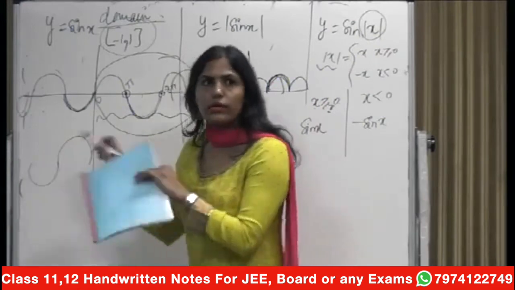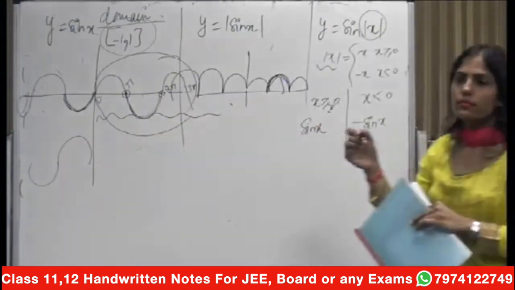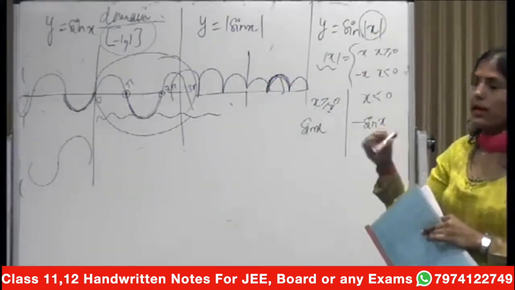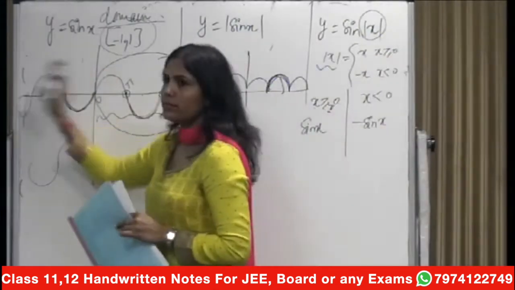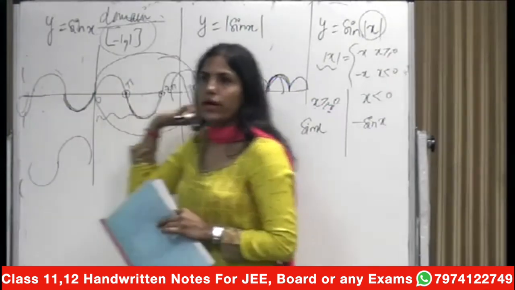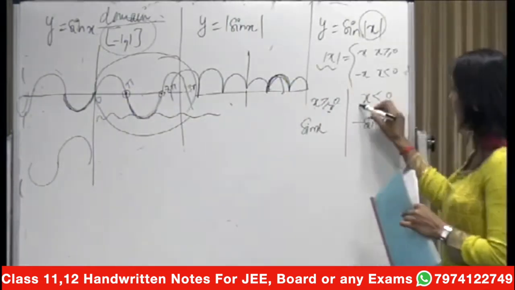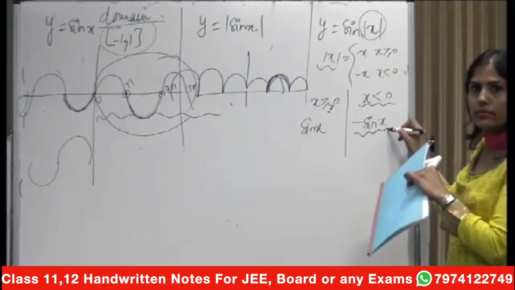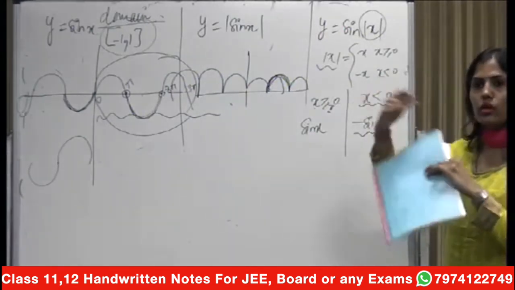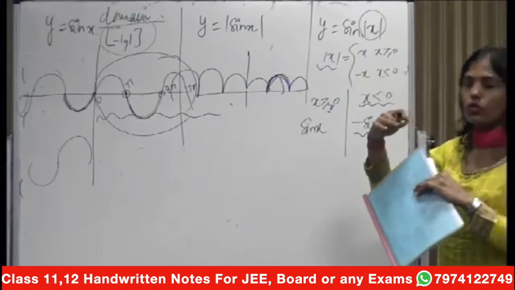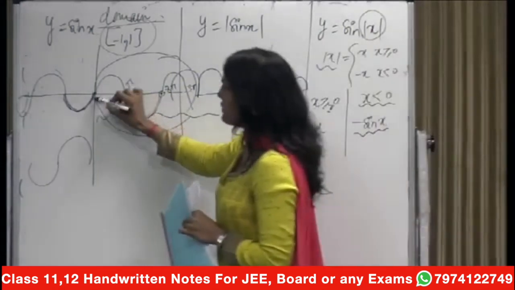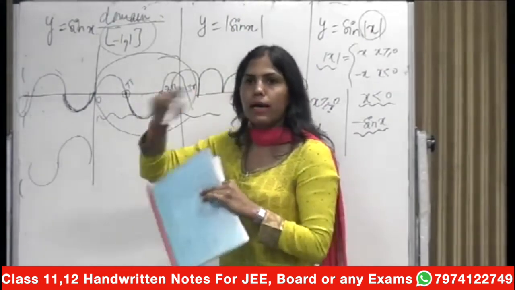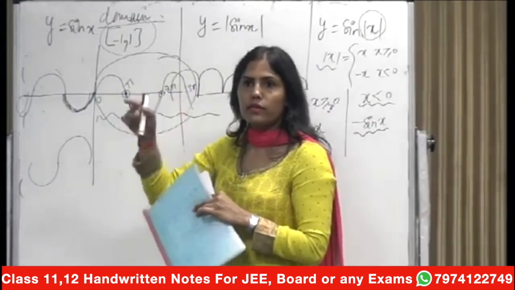So the graph will change. Is it fine? Sin x, minus sin x. Here, this is the sin x graph. And what our calculation is saying is that for x less than 0, the graph will look like the negative of that. You just change the values. So how will you change the values? These are negative values. So in the minus sin x graph, you will get these values as positive.